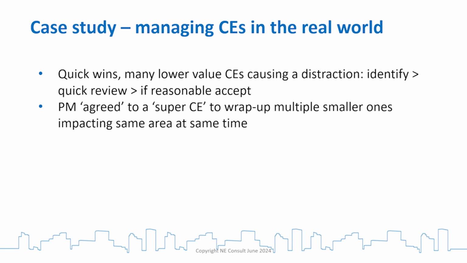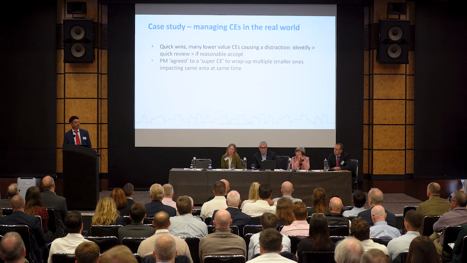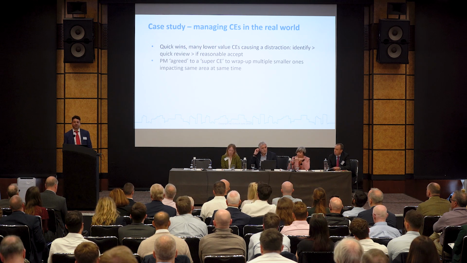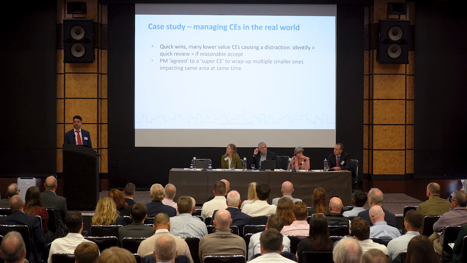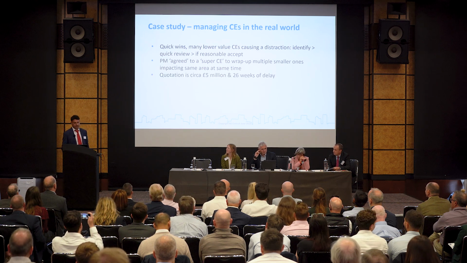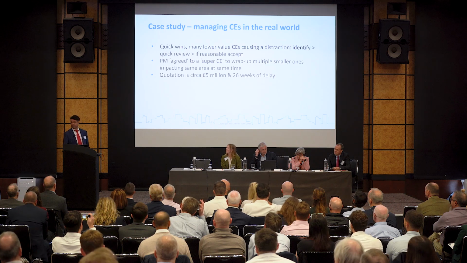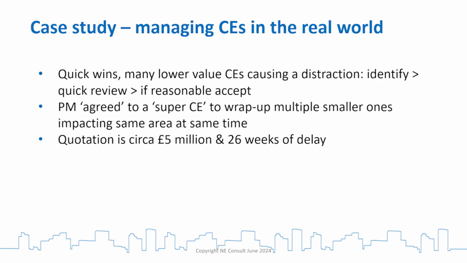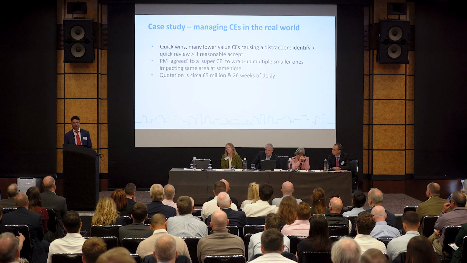Now the PM, again prior to my involvement, agreed to a super CE to wrap up multiple smaller ones that impacted the same area at the same time. Not in accordance with the contract, but it's what was agreed. So I had a notification of a compensation event that re-notified half a dozen previous compensation events. Asked me where the dividing date was. What the fair dividing date would have been. Quotation is for circa £5 million and 26 weeks of delay. 2 weeks to decide whether to accept it or not, yeah?